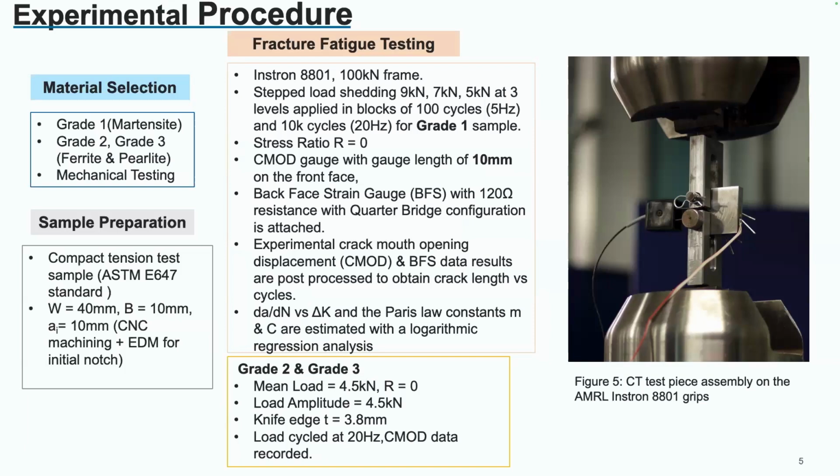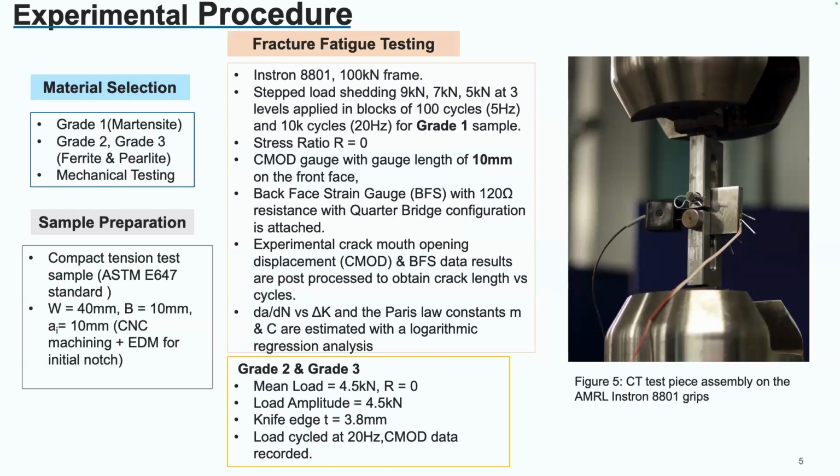The thickness of the sample which I chose is 10 millimeter, and the initial notch was 10 millimeter, which we machined as the basic structure with the CNC at Strathclyde's workshop. And then the EDM was done for the initial pre-starter crack notch. The other thing to highlight is the methodology is a bit different for grade 1 and grade 2.